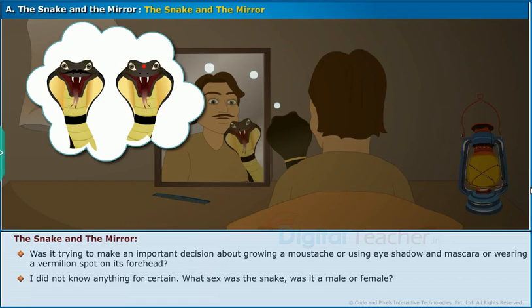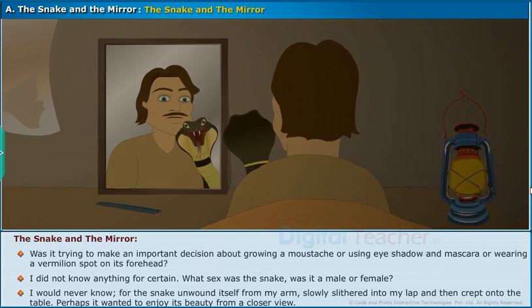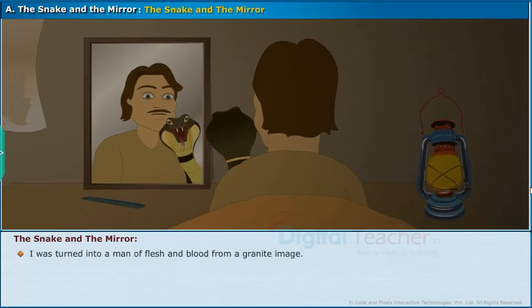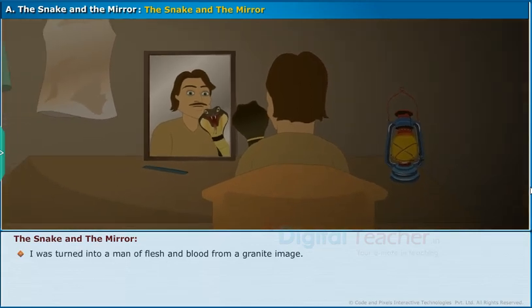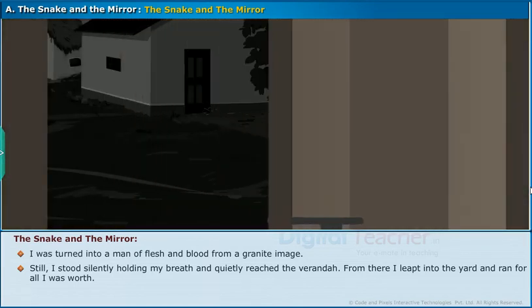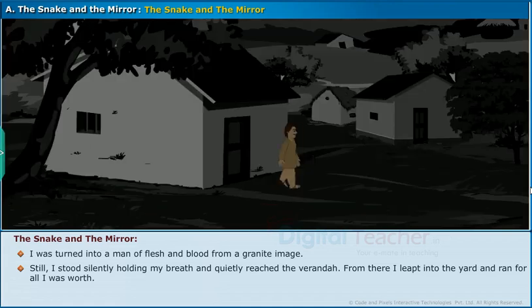What sex was the snake? Was it a male or female? I would never know, for the snake unwound itself from my arm, slowly slithered into my lap and then crept onto the table. Perhaps it wanted to enjoy its beauty from a closer view. I was turned into a man of flesh and blood from the granite image. Still, I stood silently holding my breath and quietly reached the veranda. From there, I leapt into the yard and ran for all I was worth.